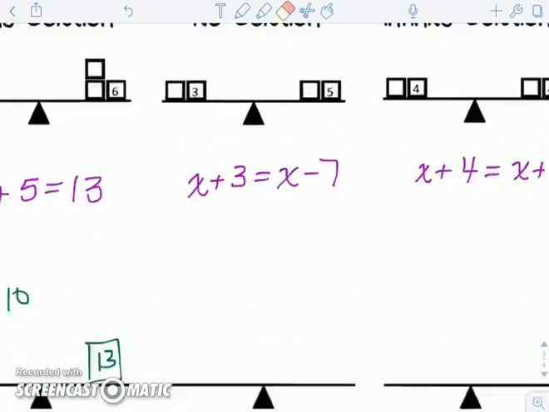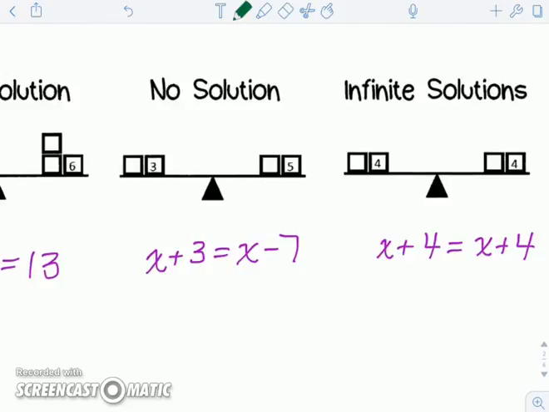This middle one where there's no solution, you're going to end up with an equation where you end up with a false statement. If I took both of those x's off, if these x's on this scale are the exact same thing, there's no way this scale would really look like that. It would actually look like this. There would be a 3 up here and a 5 down here because they're not equal. 3 is not equal to 5.